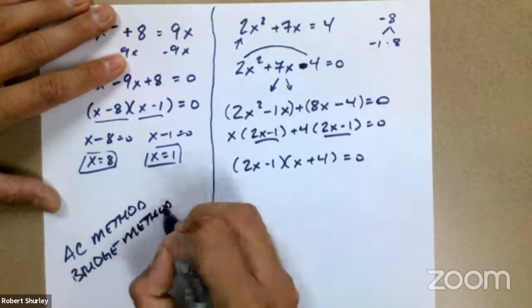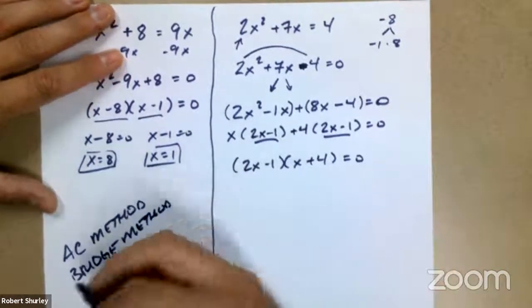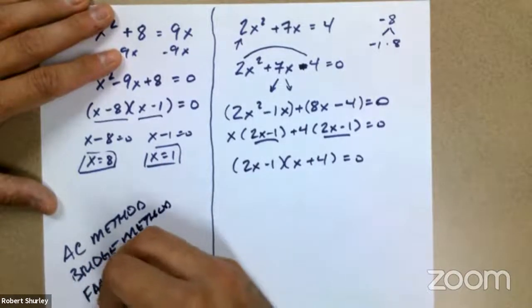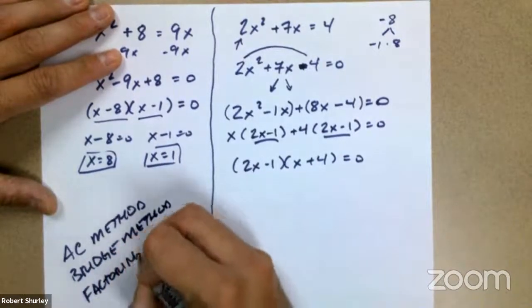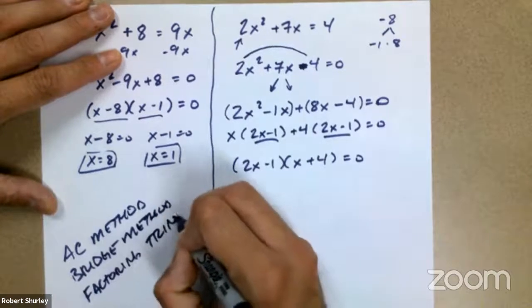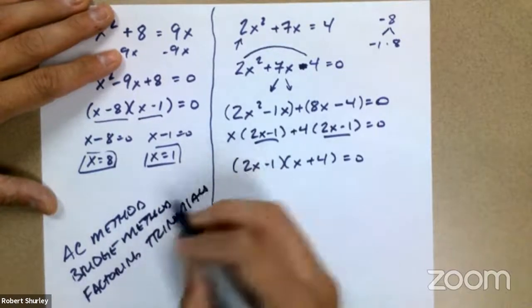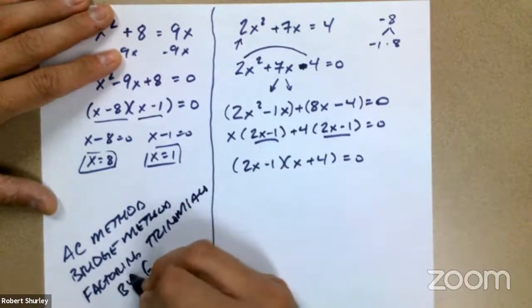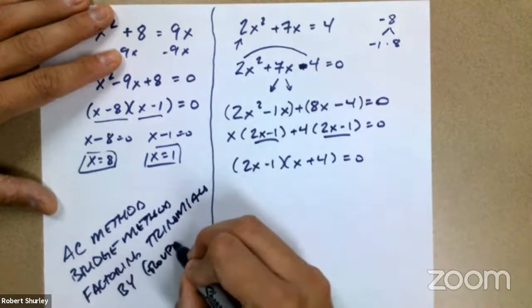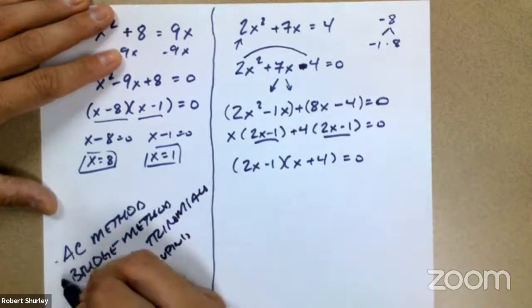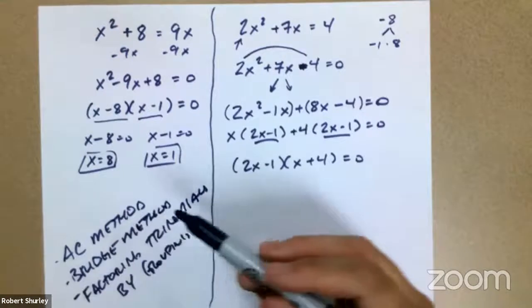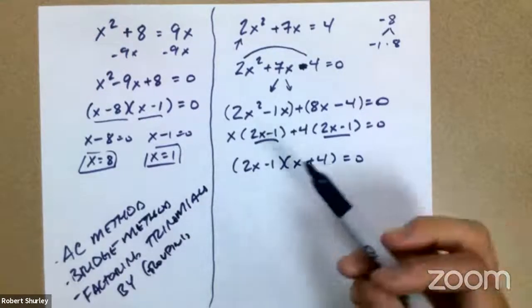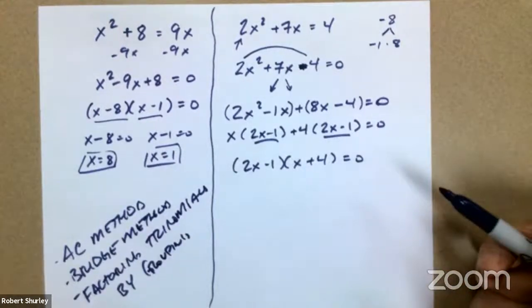Or I think your book calls it, or the other book calls it, factoring trinomials by grouping, okay? So all three of those, you can find those on YouTube if you want a little extra examples.